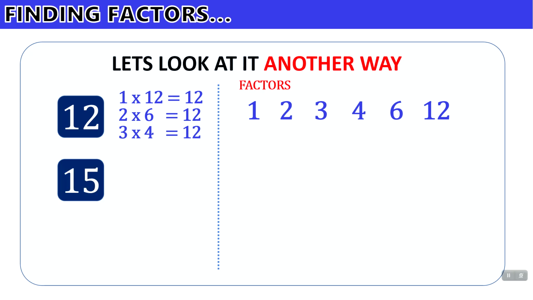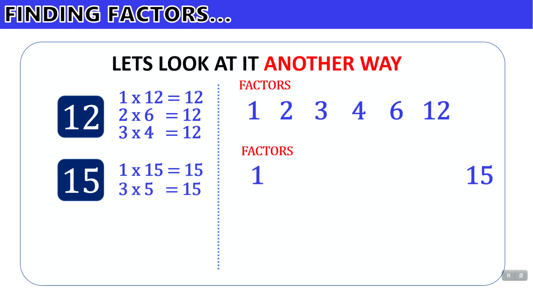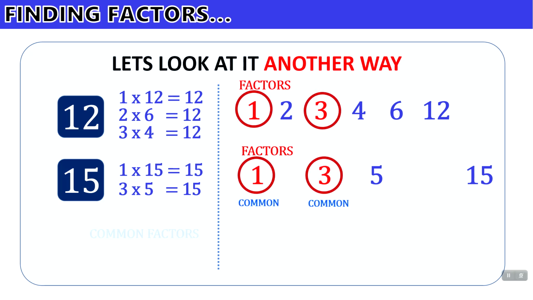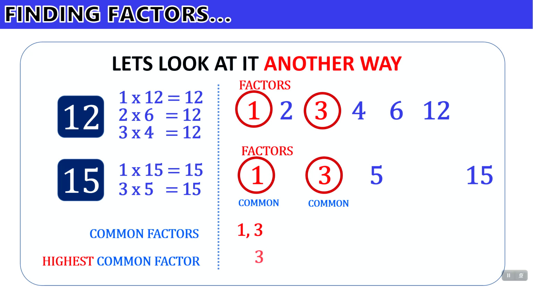The factors of 15, well, 1 times 15 is 15, so the factors are 1 and 15. 3 times 5 is 15, and so the factors are 3 and 5. And now we see the factors of 15 as 1, 3, 5, and 15. We also can see the factors of 12 above. We see that 1 is common, and 3 is common. And so the common factors of 12 and 15 are 1 and 3. But the highest common factor is 3, because 3 is larger than 1.